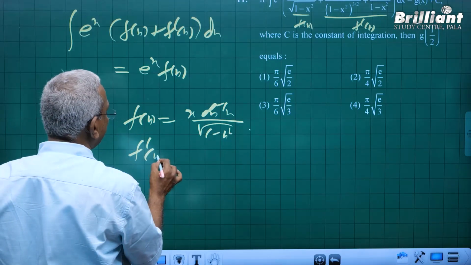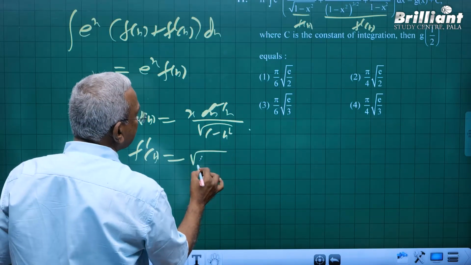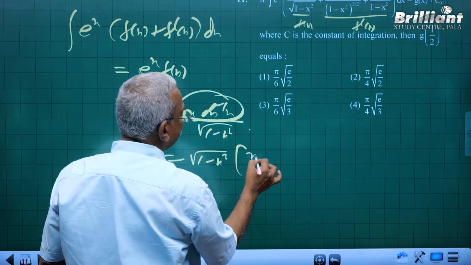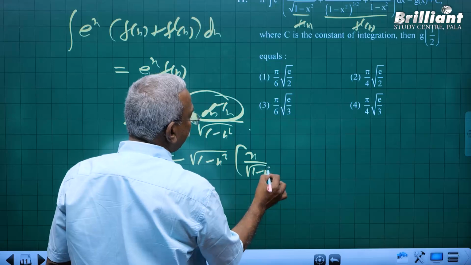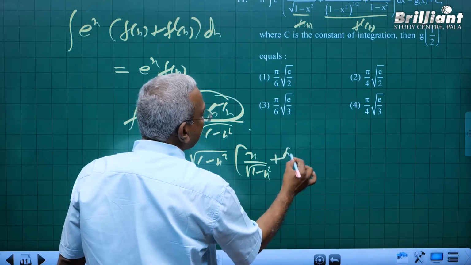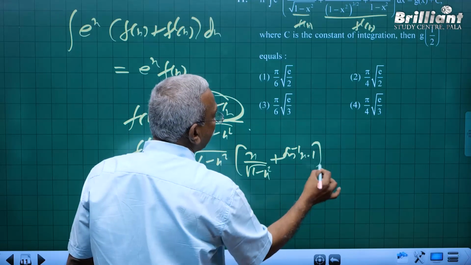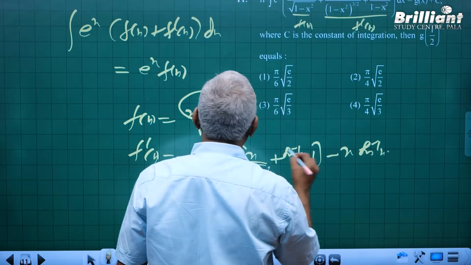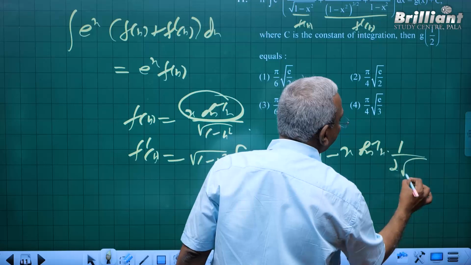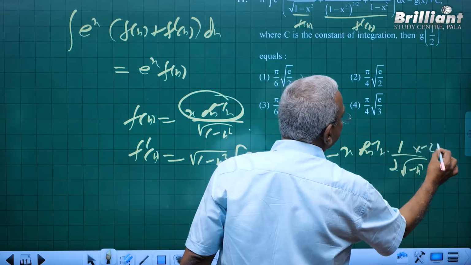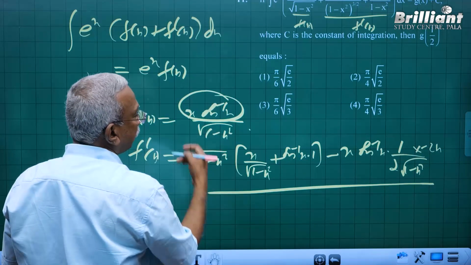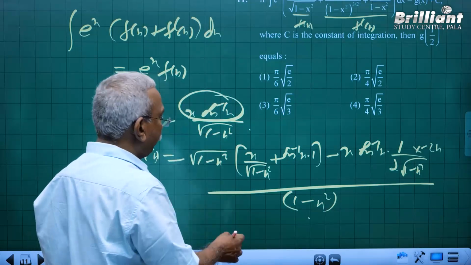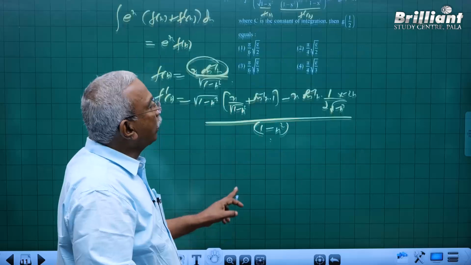So, f dash x is equal to, by the quotient rule, root 1 minus x square into the product rule of this x sin inverse x, that is x into the derivative of sin inverse x plus sin inverse x into 1, minus x sin inverse x into 1 by 2 root of 1 minus x square into minus 2x. So, the problem is there is one more denominator, that is equal to 1 minus x square the whole square, right? That root will leave. Now, you want to proceed.